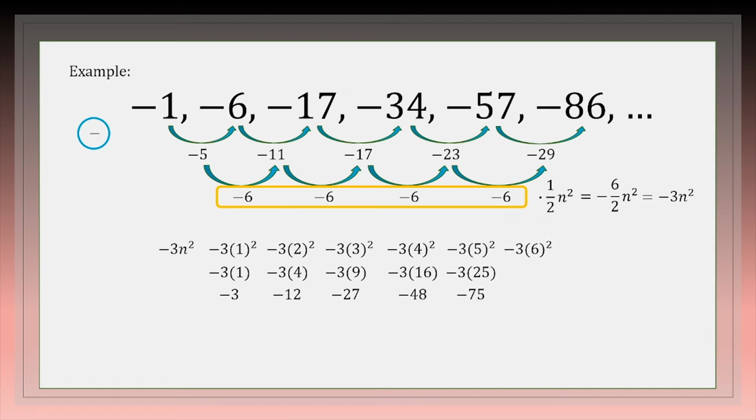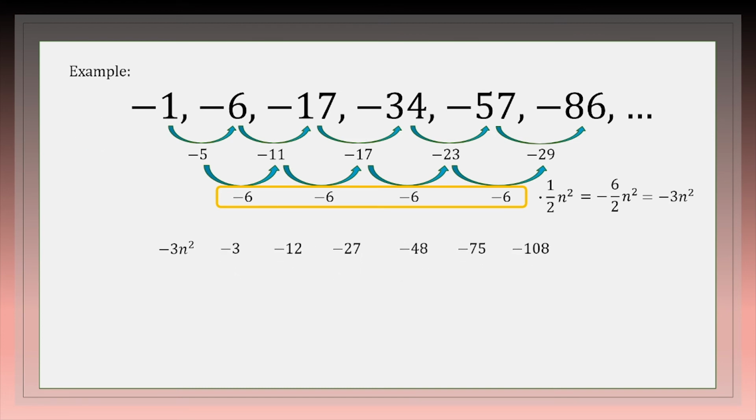Then, negative 3 times the sixth term natin, which is 6 quantity squared. So, 6 squared is 36 times negative 3 is negative 108. So, ayan yung ating term. So, anong gagawin natin? Isusubtract natin siya sa original sequence, which is negative 1, negative 6, down to negative 86.